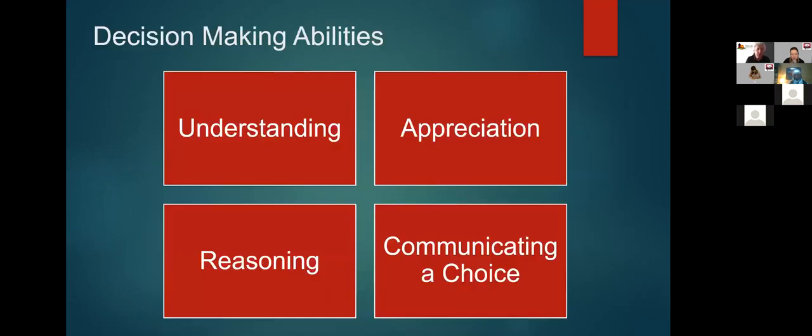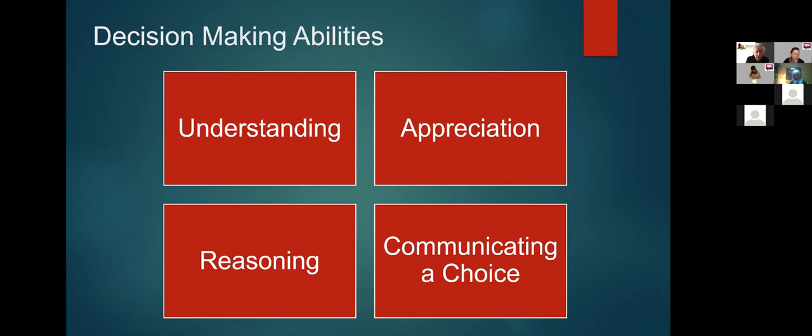So there's 4 components to help us understand whether an individual has the ability to make a decision about hospitalization or a procedure. So the first one is, do they understand what's going on? Do they appreciate the consequences of what their decision may have? So in other words, do they understand that they may pass away from declining going to the hospital?